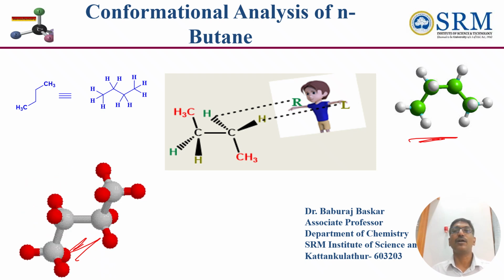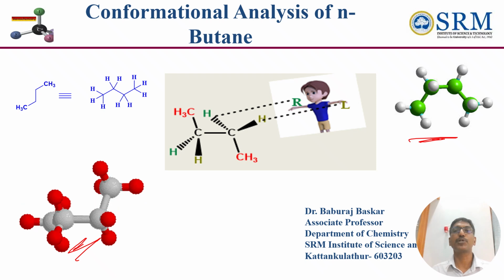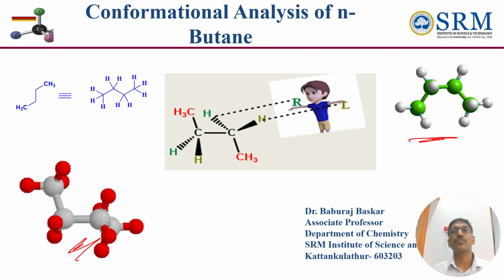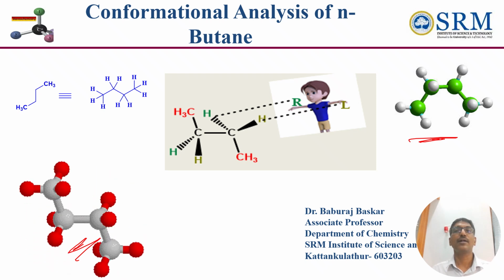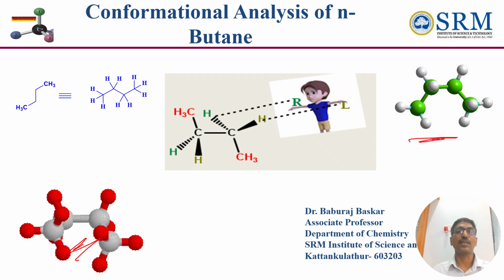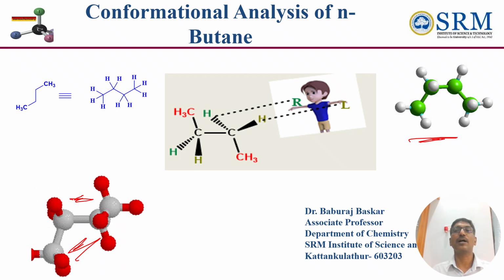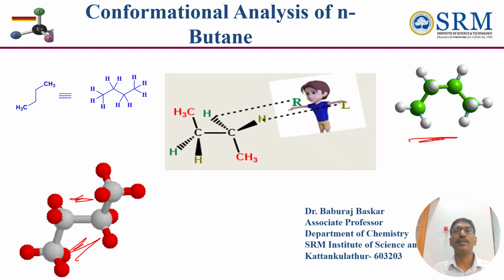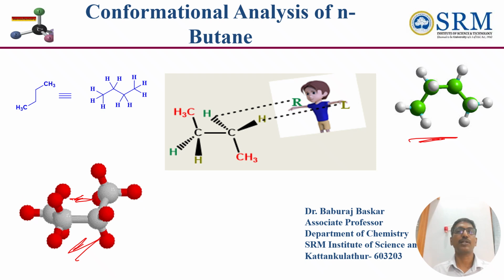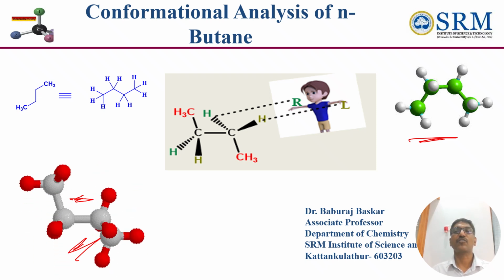Conformational analysis is the study of the different spatial arrangements of atoms produced due to rotation around a single bond. N-butane is one of the simplest molecules used to understand conformational analysis because rotation around its central C-C bond produces several important conformations. It is an excellent model molecule for studying bond rotation, molecular stability, steric strain, and torsional strain.